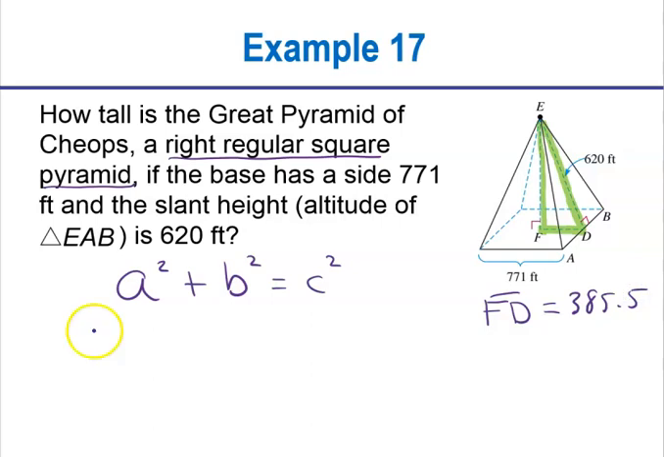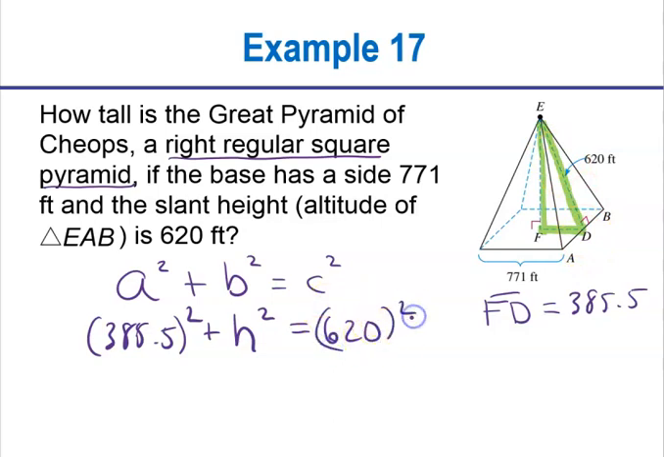Sure. Let's let 385.5 be our A value. Our B value is actually the height. That's what we're looking for. I'm just going to call it H squared for convenience. And our hypotenuse is the slant height. That's 620 feet. Don't forget to square each of those.